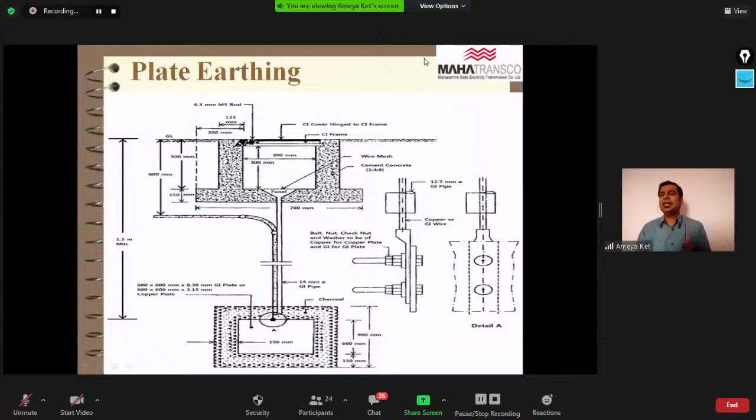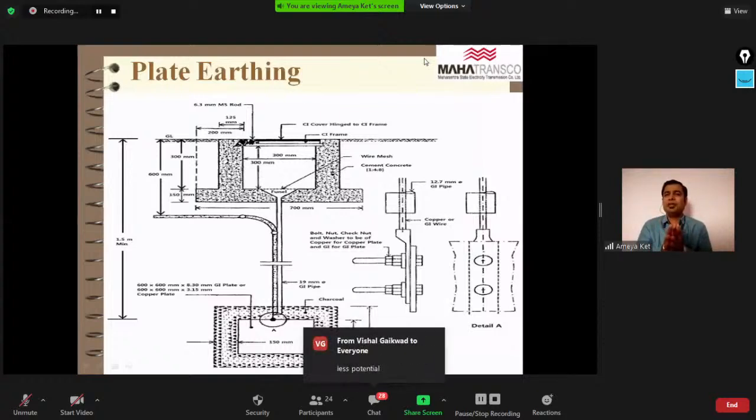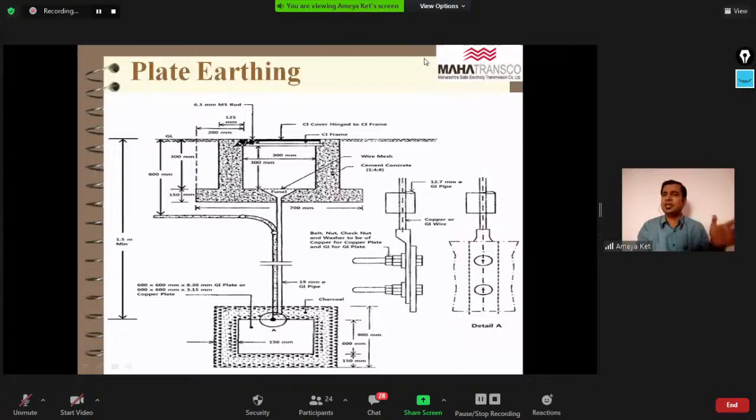Okay. My question is, as we are aware, in an EHV substation we are dealing with a pipe type of earthing. Similarly, in residential, we are using a plate type of earthing. So why are we using a plate type of earthing in the domestic case, and why are we going for a pipe type of earthing in industrial grade?